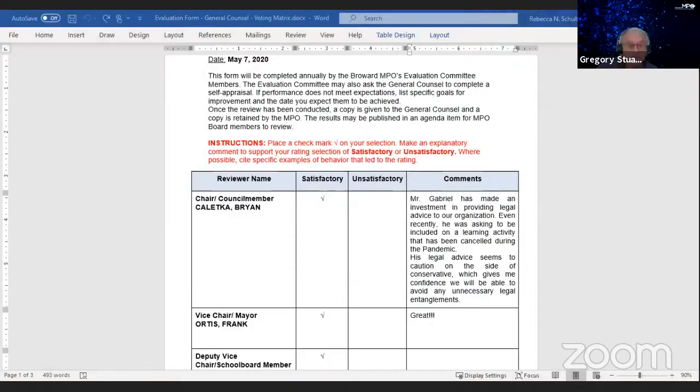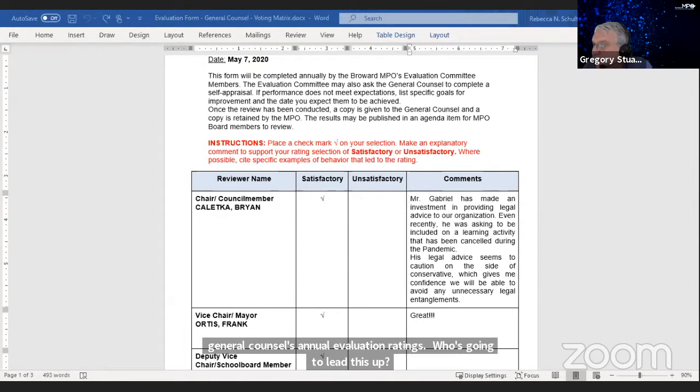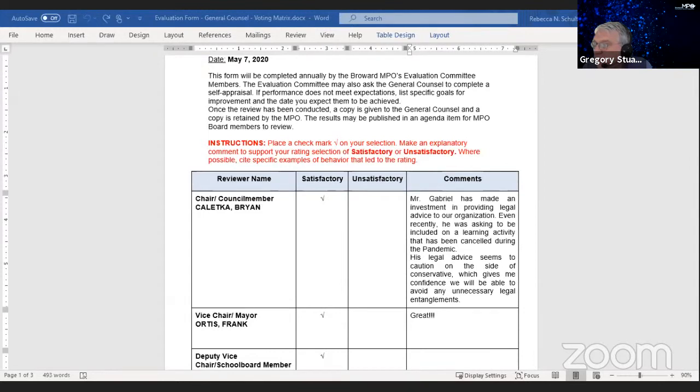Who's going to lead this up? I guess I can do that if you'd like. Sure. Basically, we had sent out to the board members, and Alan's form is a little bit more simple than what I use. It's either satisfactory or unsatisfactory. We actually have an attachment, which is the combined responses for the general counsel.